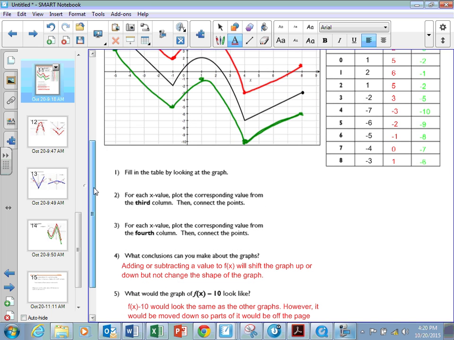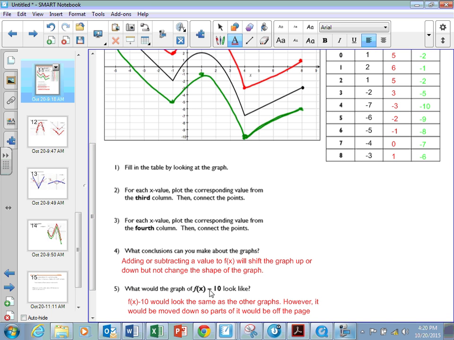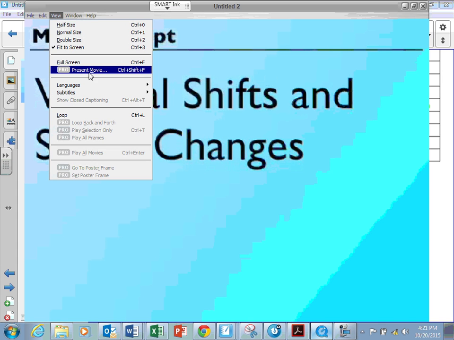Okay, number 5, what would the graph of f of x minus 10 look like? Well, f of x minus 10 would still look the same as these graphs. The shape would not change. However, it would be shifted down so far that some of it would be off the page. It would be way down here. All right, back to the notes. So flip back to the first page here.